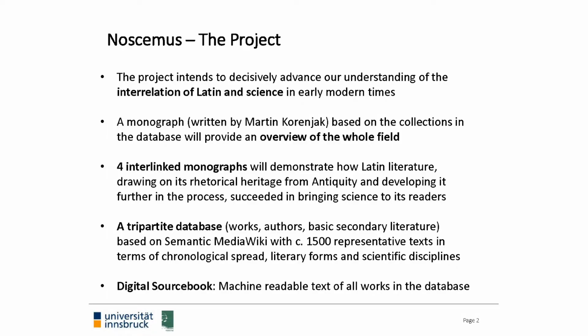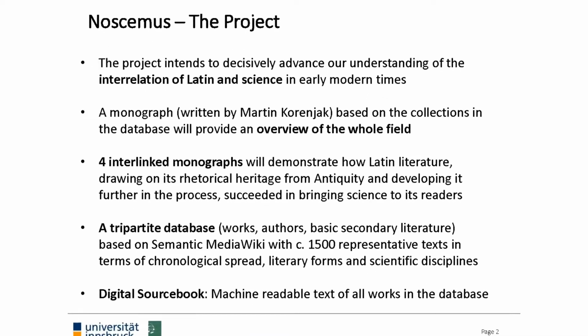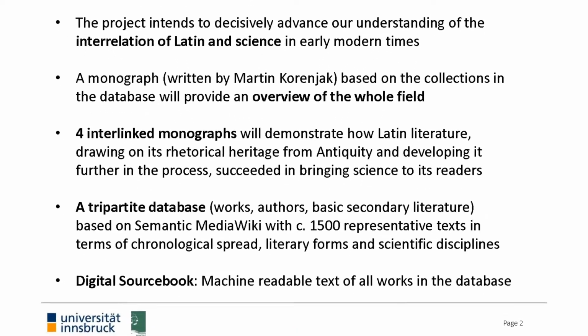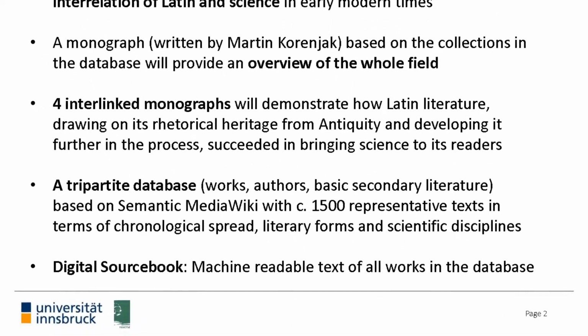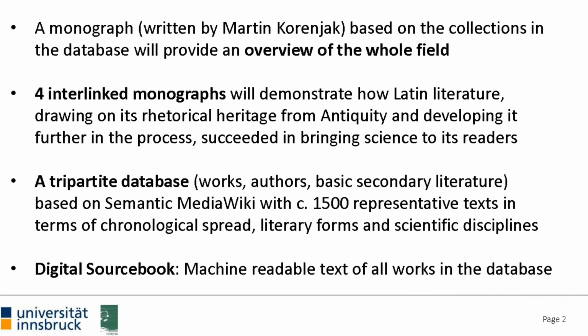The main output of the project are a couple of monographs, a database with about 1,500 representative texts in terms of chronological spread, literary forms and scientific disciplines, and a so-called digital source book. In this digital source book, we want to make all those 1,500 works which are in our database machine readable, and we want also to implement the keyword spotting.